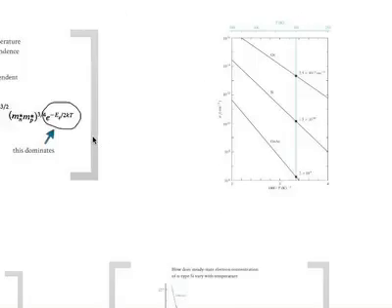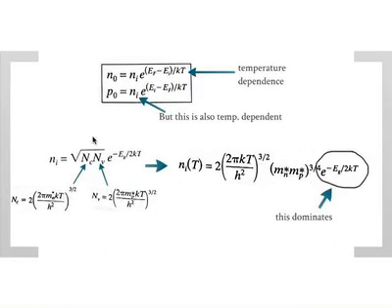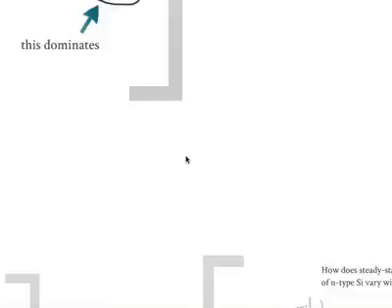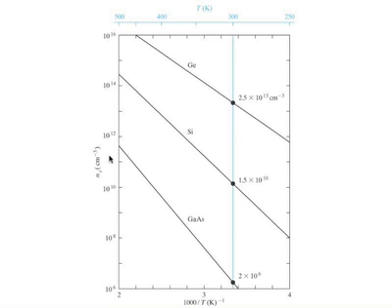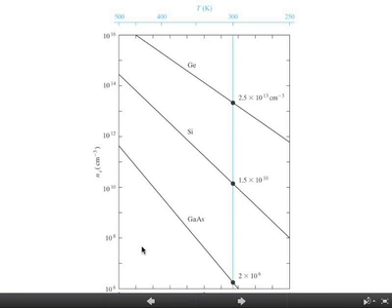Okay, so let me go back and recall. What we are plotting is this equation as a function of temperature. Keep that in mind. That's the intrinsic carrier concentration, electrons or holes, of different materials as a function of temperature in log scale. So this is Ni, in units per centimeter cube, and this is temperature.